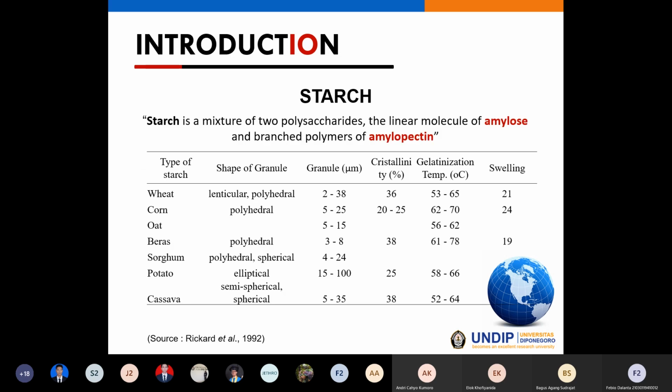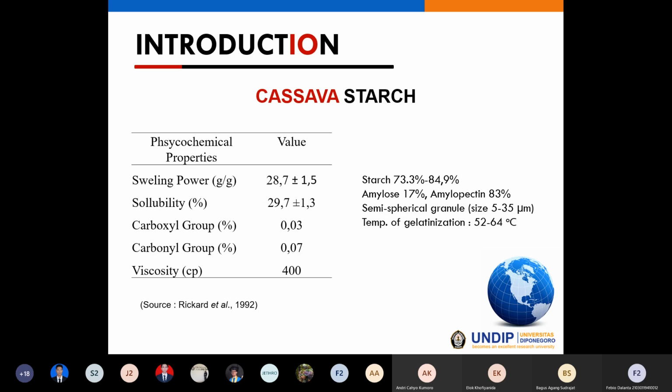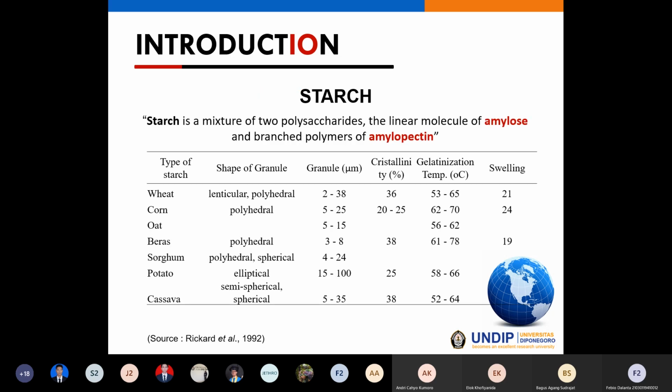Starch is a mixture of two polysaccharides, the linear molecule amylose and the branched polymer amylopectin. This is the table of variation types of starch and the state of the granule of each variation: granule size, crystallization, gelatinization temperature, and swelling power. These are the positive attributes of starch, and its function is heavily influenced by these two important components, amylose and amylopectin, in the granules.